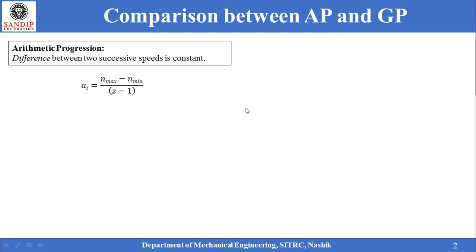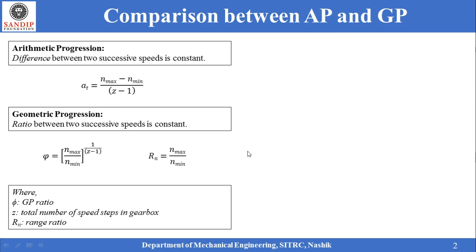We have already seen that in arithmetic progression, the difference between two successive speeds is constant, whereas in geometric progression, the ratio between two successive speeds is constant. In order to compare both these speed laws, let us consider one example. Suppose we have to design a gearbox having speed range from 100 rpm to 1200 rpm. We have decided that the total number of speed steps should be 12 in this gearbox, and for a given tool and workpiece material combination, the optimum cutting speed is 100 meters per minute.